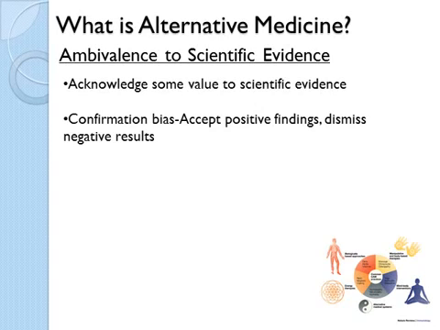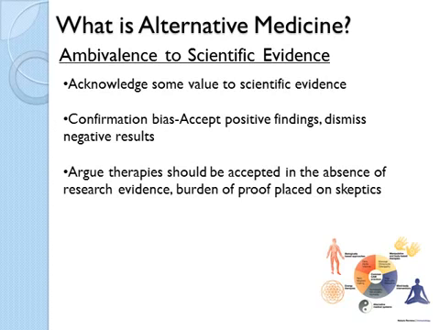Confirmation bias, which we talked about at the very beginning, plays a role in this. And it is frequently argued by proponents of these unconventional therapies that they should be accepted in the absence of research evidence because there is other kinds of evidence for them: anecdotal evidence, history, tradition, that sort of thing. And the burden of proof is often placed on skeptics or critics rather than on the people who are themselves promoting and advocating these therapies.